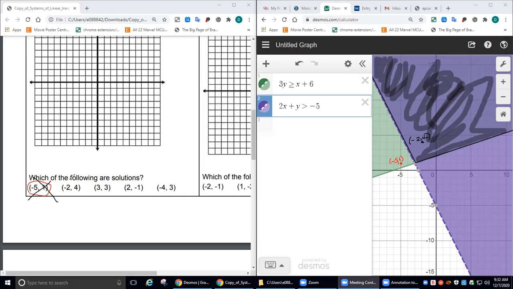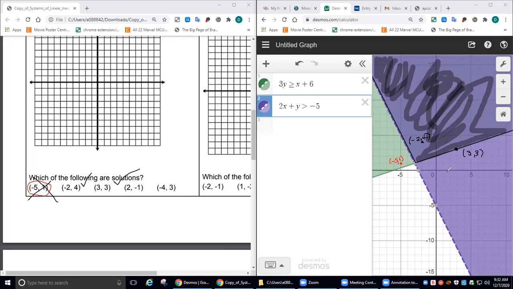Yes. So good. Check. Solution. Next one, (3, 3). 1, 2, 3, up 3. 1, 2, 3. Here it is, right on the actual graph, on the second graph right here. (3, 3). Is that a solution? Yes, that's right. That's a solution.